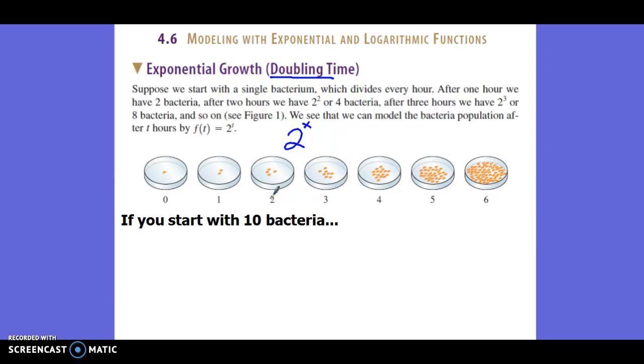Now, if you start with a certain amount of something, in this case we're talking about bacteria, then you would throw that number out in front. And you actually had a question like this on your homework back in 4.1 and 4.2. But anyway, whenever you start with, that number is going to go out in front.